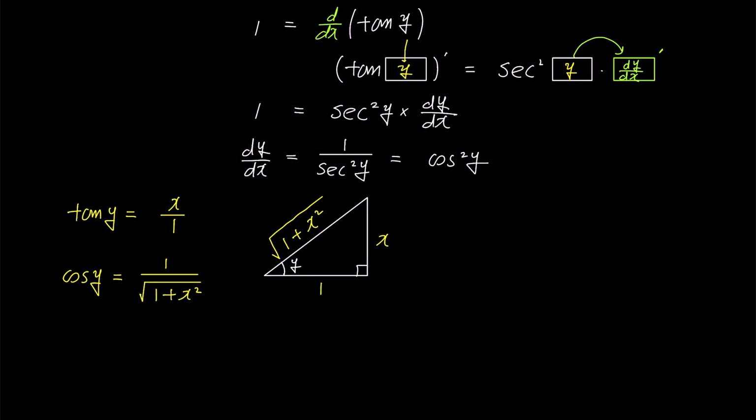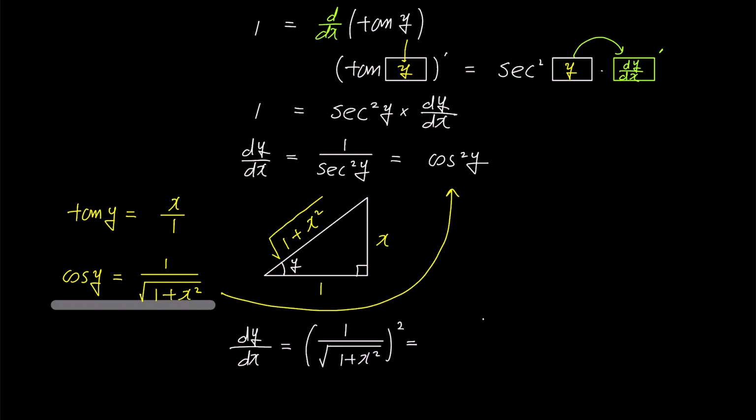Since dy over dx was previously found to be cosine squared y, substituting cosine y with 1 over square root 1 plus x squared yields dy over dx is 1 over 1 plus x squared. Great! We have just derived the differentiation formula for the inverse of the tangent function. Now let's solve some examples together to further enhance our understanding.